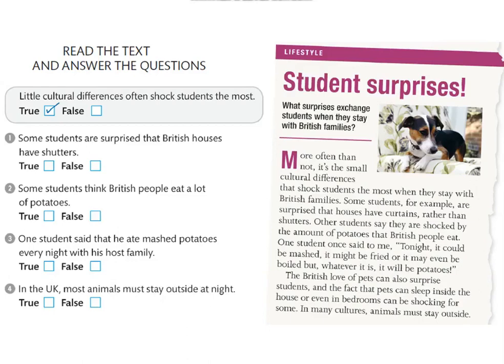Number 2. Some students think British people eat a lot of potatoes. That's true. Number 3. One student said that he ate mashed potatoes every night with his host family. That's false. Number 4. In the UK, most animals must stay outside at night. That's false. Most pets stay in the house, sometimes in the bedrooms.